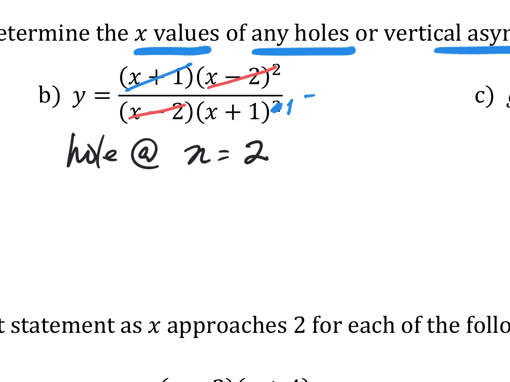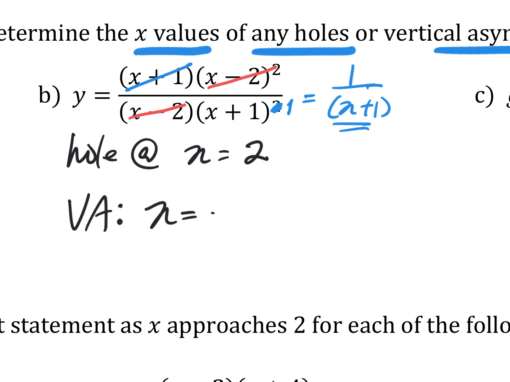So if I'm going to rewrite what is just being left out here, it is just 1 over x plus 1. Okay, and our denominator is going to be our vertical asymptote. So our vertical asymptote here is going to be x is equal to negative 1.